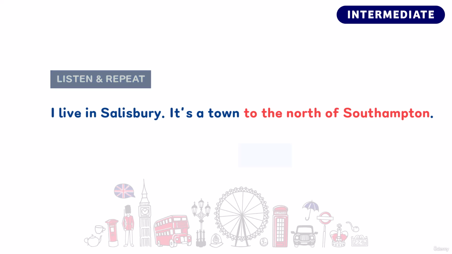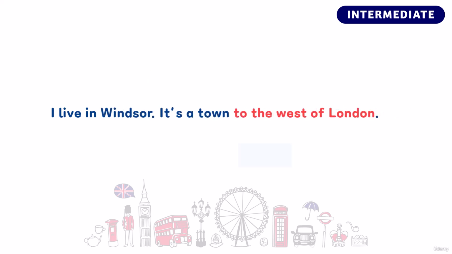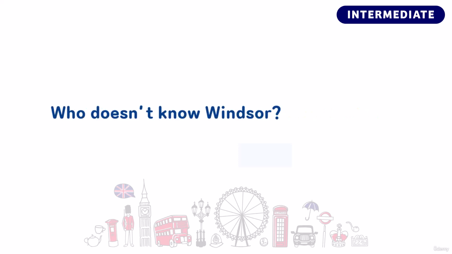Excellent job, well done. Now, when we tell the other person about the specific location of our town or city by saying something like, it's a town to the west of London, we are assuming that the other person might not know where the town or the city is. So if they do know where the town or the city is, then they might say something like this.